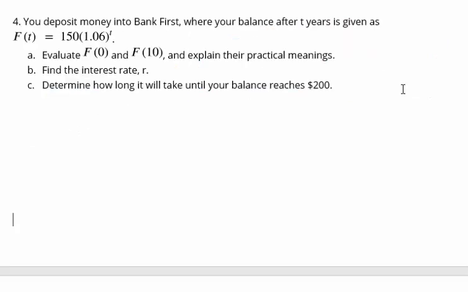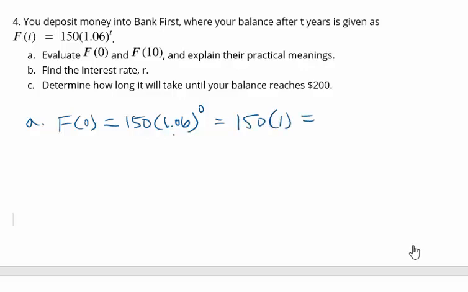Okay, number 4, you deposit money into a bank, where your balance after t years is given by this function, f of t, which is 150 times 1.06 to the t. Evaluate f of 0 and f of 10 for part A. So f of 0 is 150 times 1.06 to the 0, and any non-zero number to the 0 power is just 1. So that's 150 times 1, or just 150.